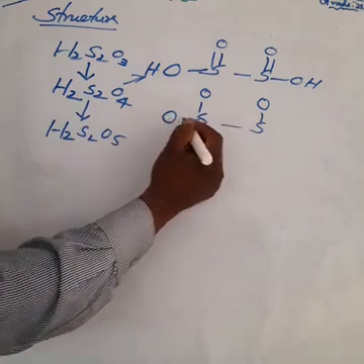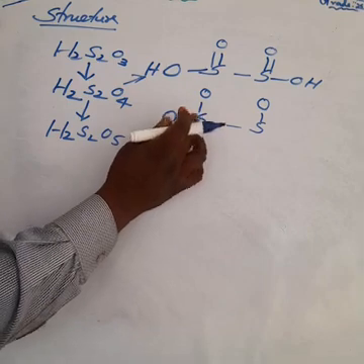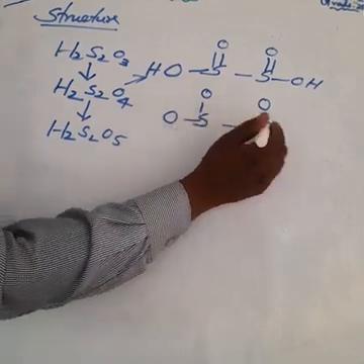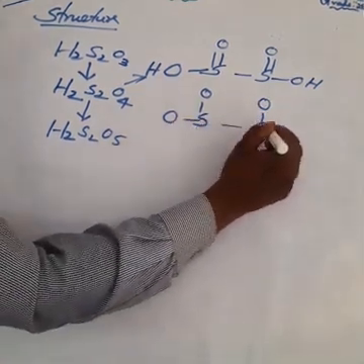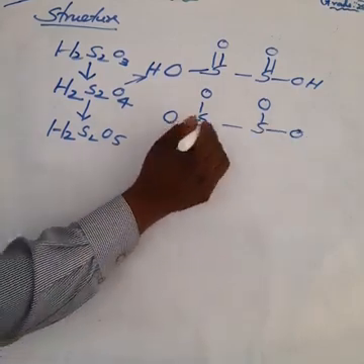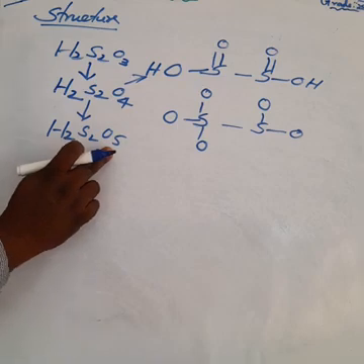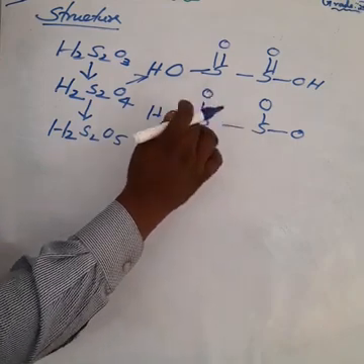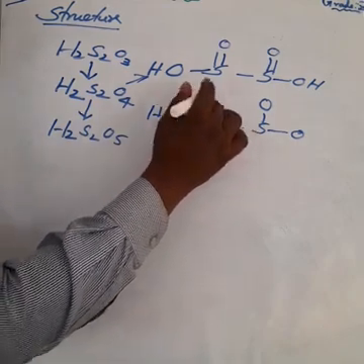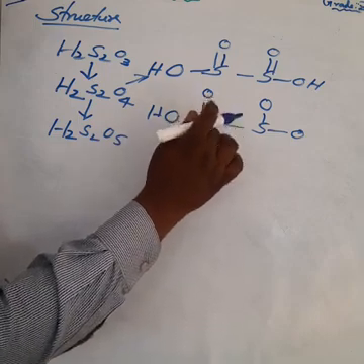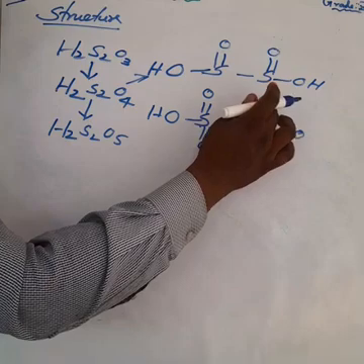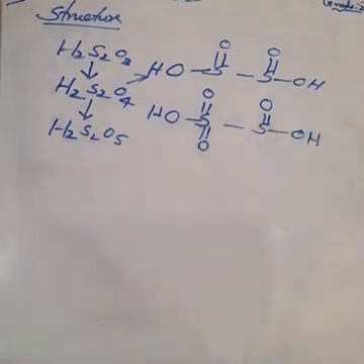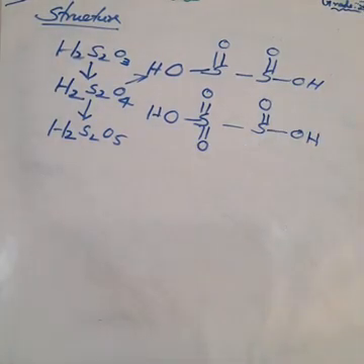Sorry, first sulfur I am taking above one oxygen atom. Next sulfur above one oxygen atom, left side one oxygen atom, right side one oxygen atom, and one below. Next sulfur, which bond? Double bond. Sulfur oxygen double bond, am I right? Next sulfur oxygen one more single bond, another one also having hydrogen. Next side another hydrogen. Structure is over.